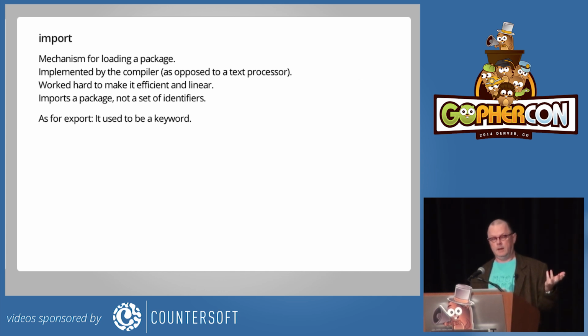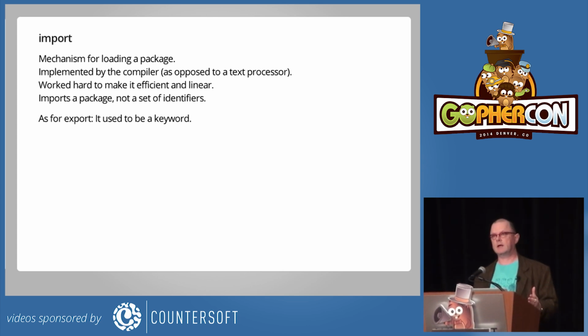Import. Import is the next token. Import is the mechanism you use to load a package, how you get a library into your world. Unlike a lot of other ways it could be done, in Go we decided right up front, almost implicitly I think, that import would be defined by the compiler. The compiler would actually do the work of doing the import, as opposed to, say, a text processor or some other mechanism. We worked really hard to make sure that the design made it very efficient.